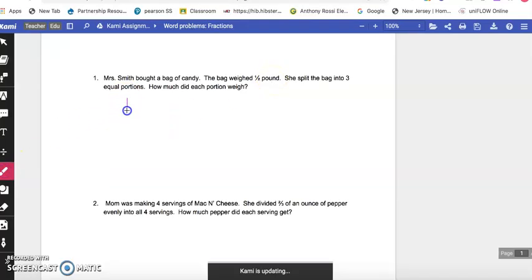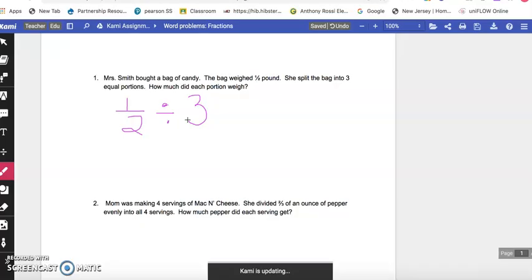So half a pound, half comes first. That's our first number because that is what we are dividing up into pieces. And we're splitting it into 3 pieces. So here's my division sign. Sorry, it's a little messy. And we're dividing that by 3.